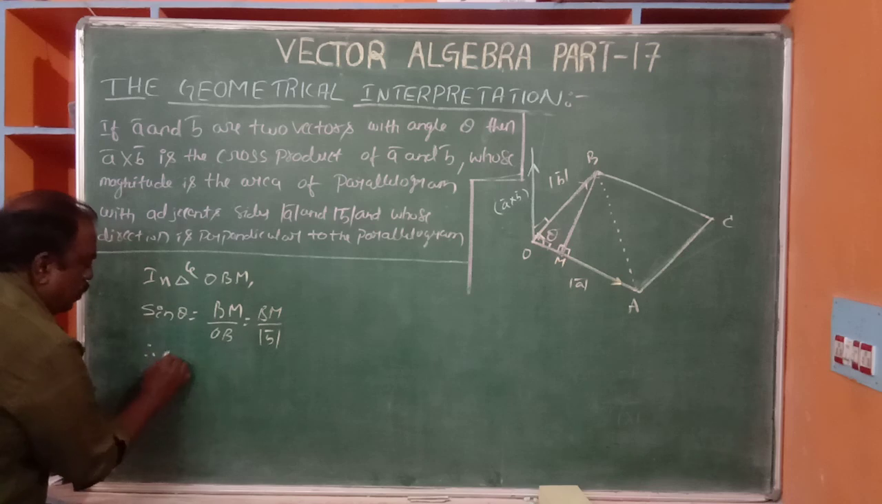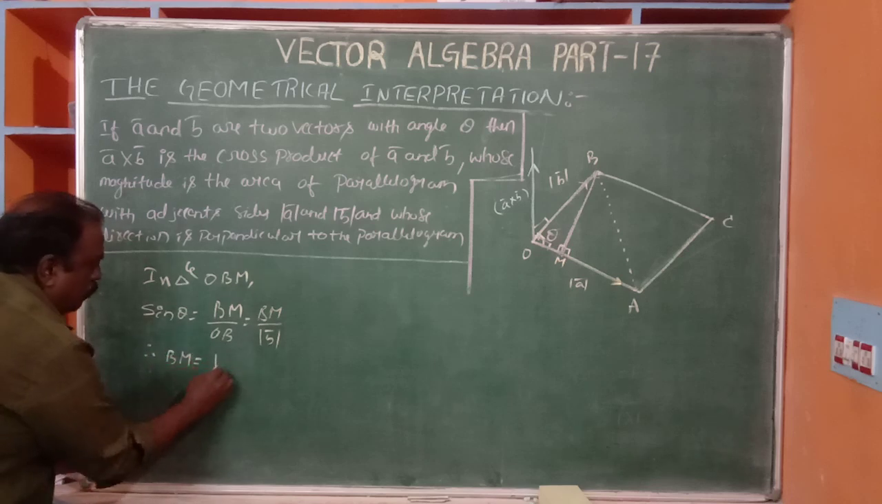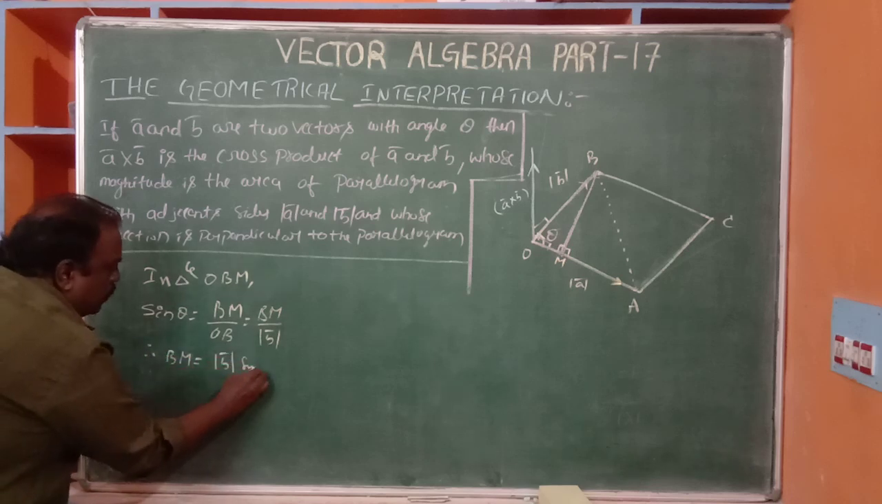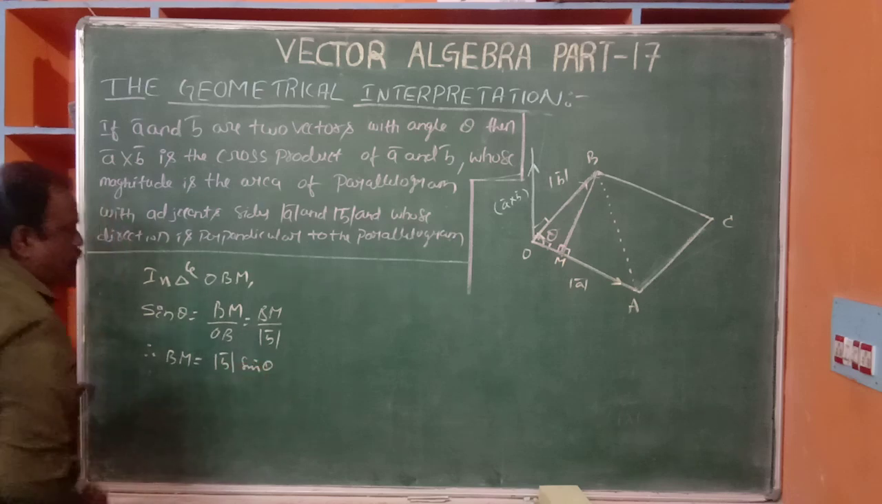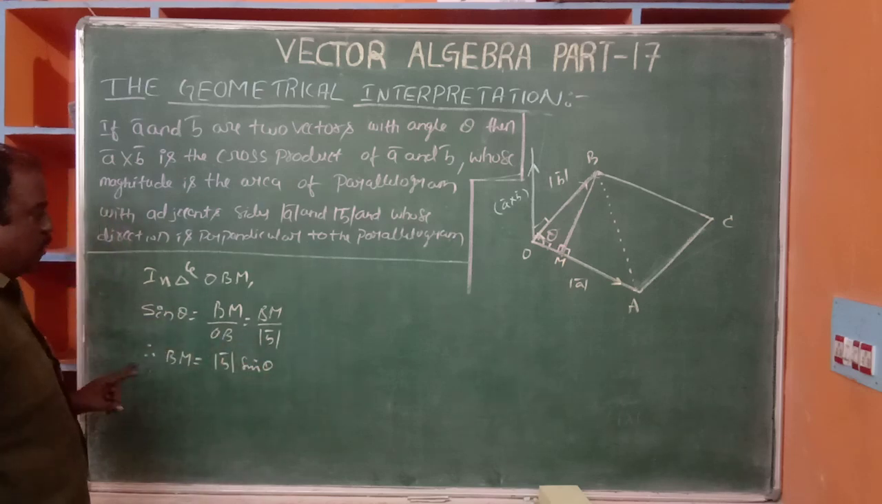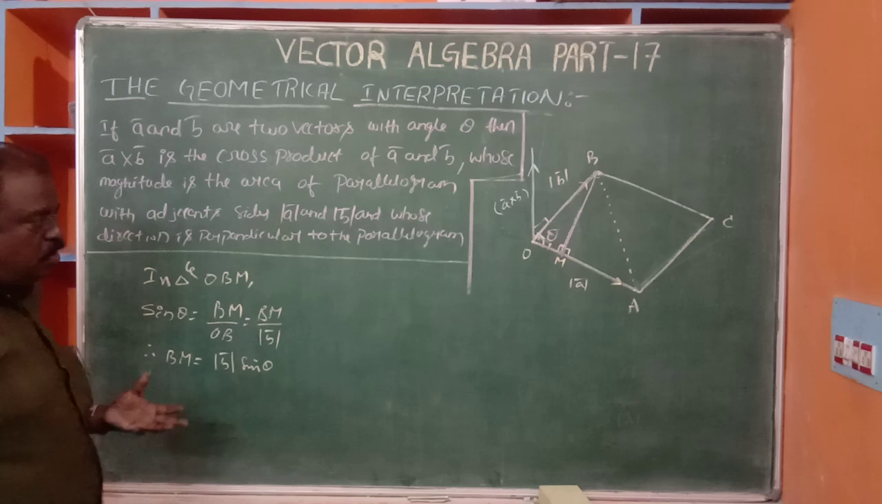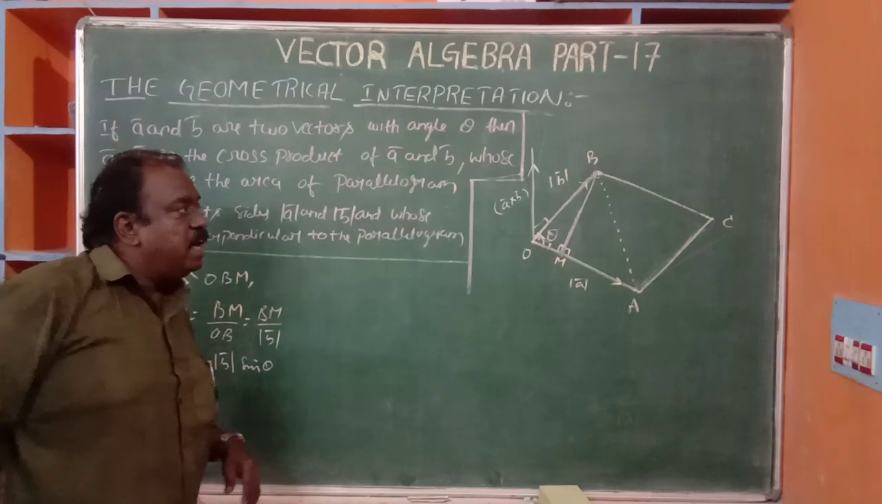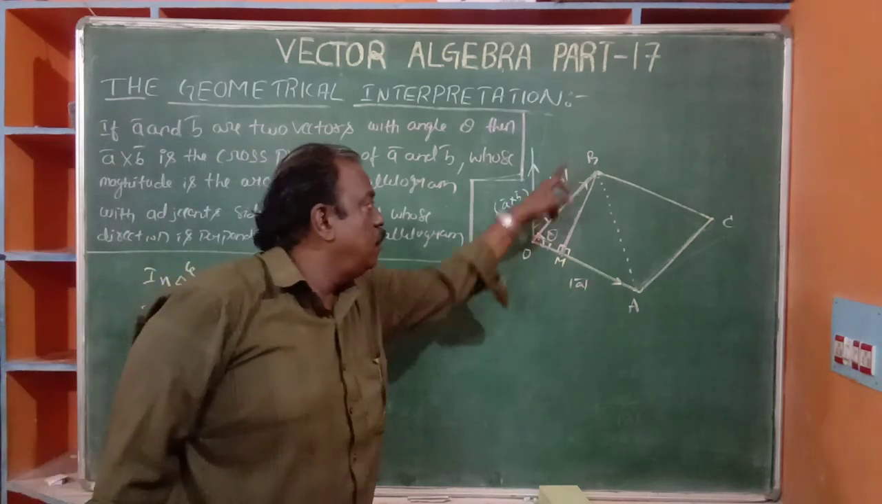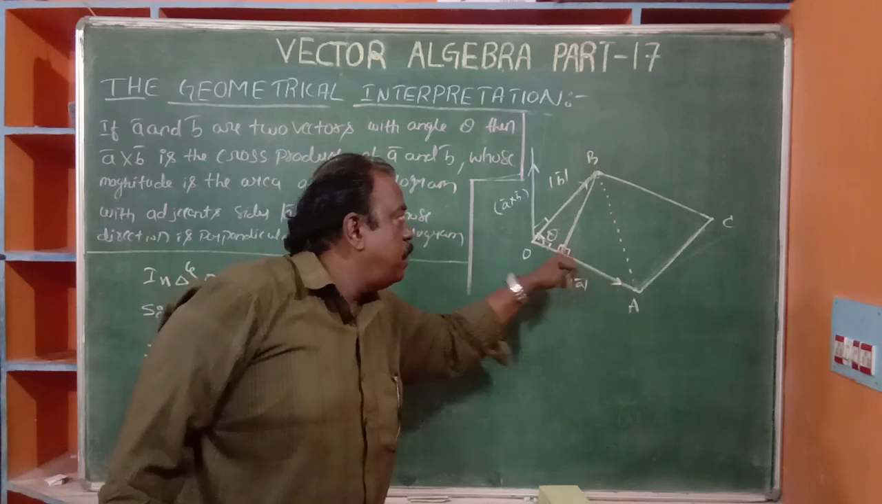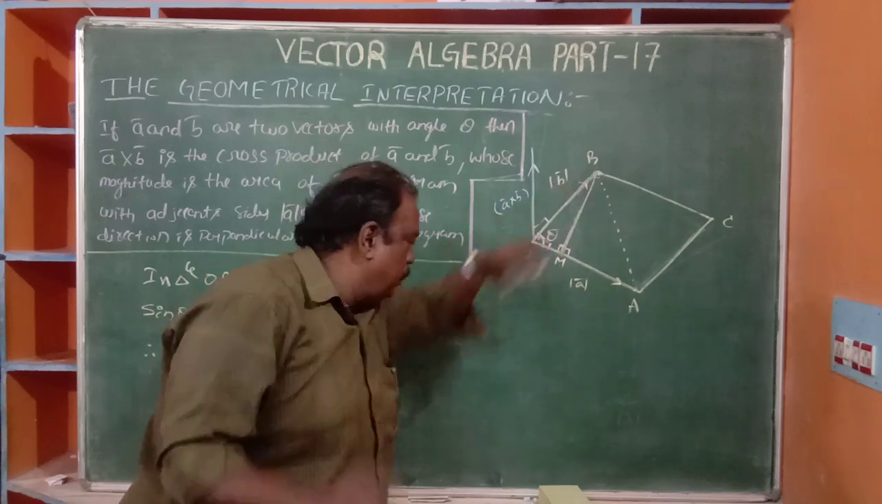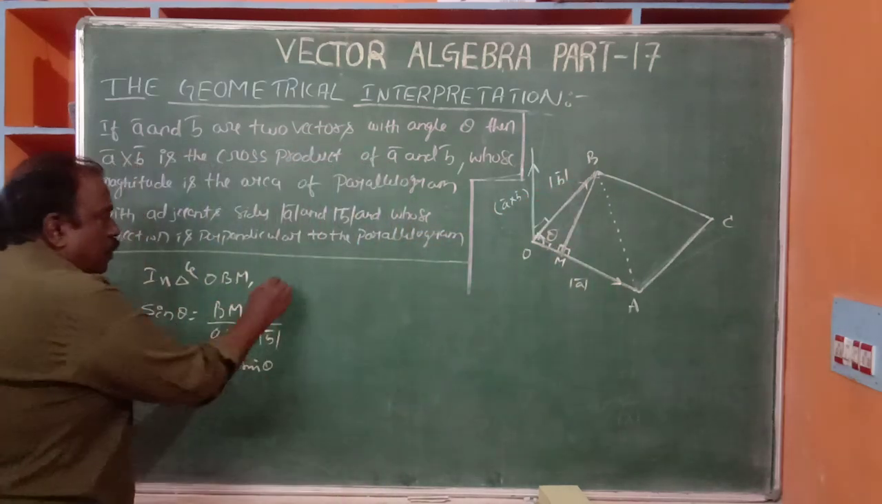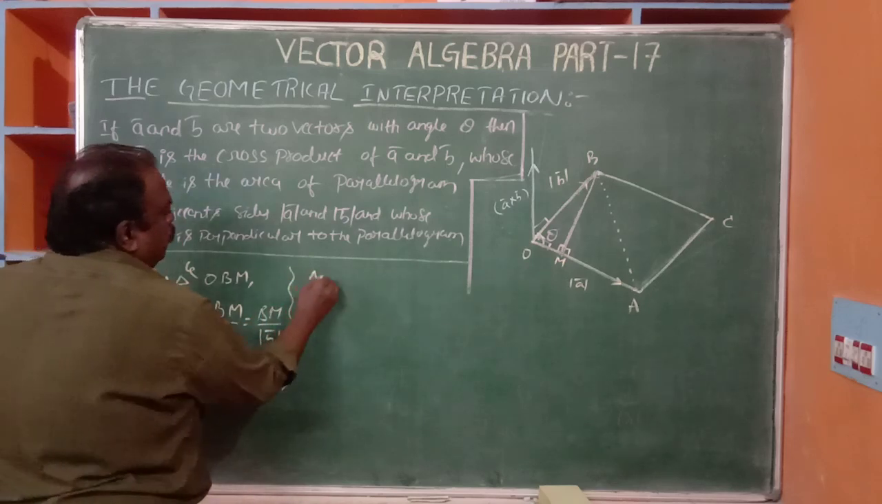Therefore, BM is equal to mod B bar sin theta. Will you agree? BM, in the triangle OAB, where OA is the base and BM is the height. Now, observe it.